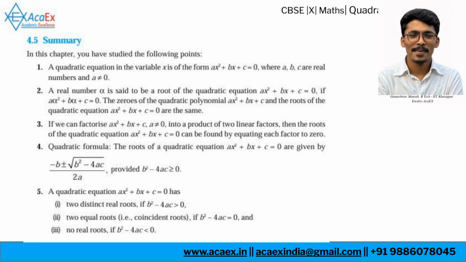Summary. In this chapter, you have studied the following points. A quadratic equation is of the form ax squared plus bx plus c equals 0, where a is not 0. The roots of the quadratic equation are the same as the zeros of the quadratic polynomial. The roots can be found by factorization and equating each linear factor to 0. The quadratic formula gives the roots as negative b plus or minus the square root of b squared minus 4ac, all divided by 2a, provided that b squared minus 4ac is greater than or equal to 0. The discriminant, b squared minus 4ac, determines the nature of the roots.